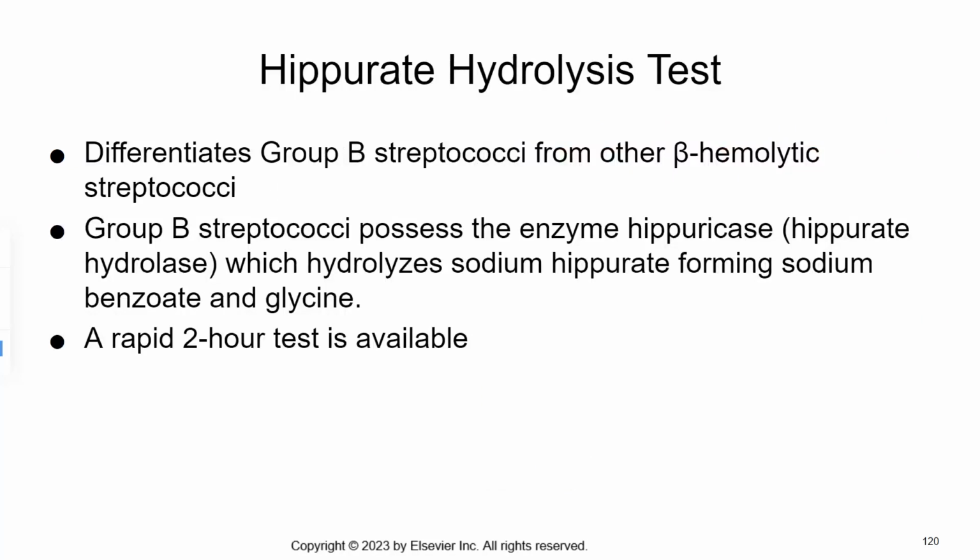Hippurate hydrolysis differentiates group B strep from other beta hemolytic strep. Group B strep possesses the enzyme hippuricase, or hippurate hydrolase, which hydrolyzes sodium hippurate, forming sodium benzoate and glycine. A rapid 2-hour test is available.